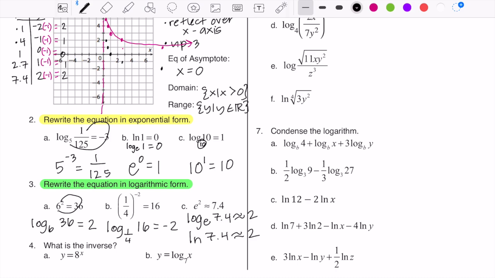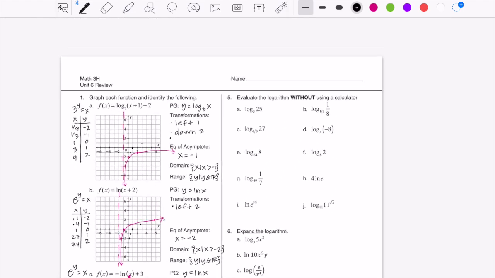Number 4 is just making sure that you really hit home and understand that logs and exponentials are inverses of each other, just like square roots and squares, addition and subtraction. So the inverse of this is a logarithm with the same base, and the inverse of a logarithm is an exponential with that same base. Okay, moving on to the next part.